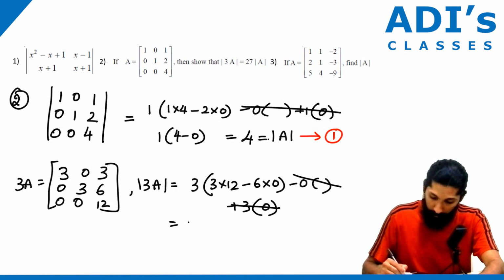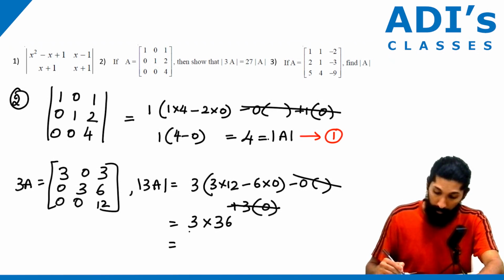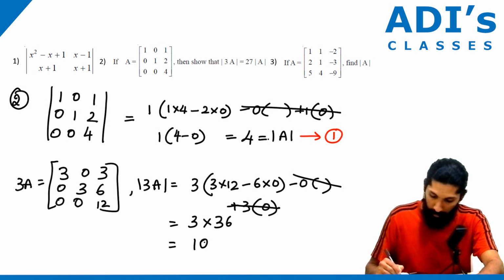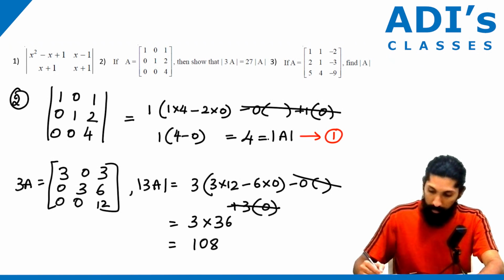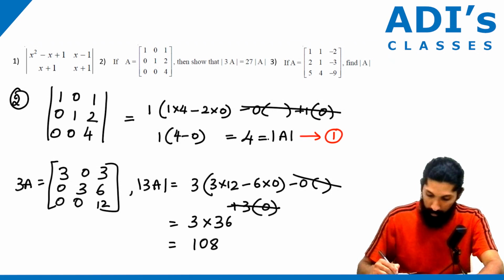Now what do you get? 3 into 12. 12 into 3 is 36. Isn't it? So what is 3 into 36? 3 into 36 is going to give you 108. Now, see, this is 108. What we'll do, we'll call this equation number 2. Okay, so this is equation number 2.